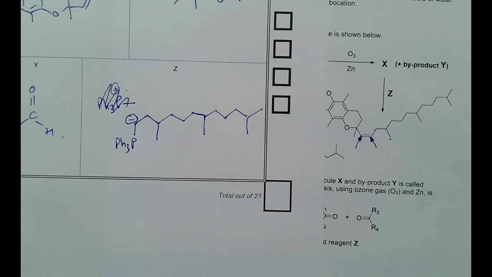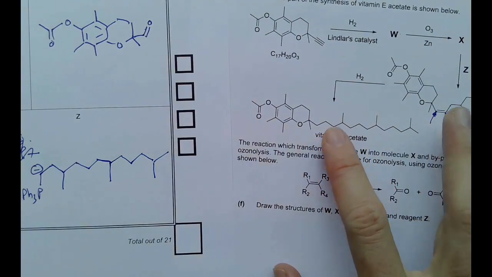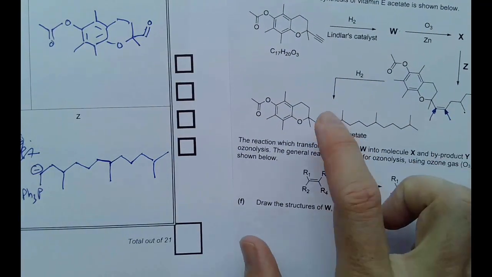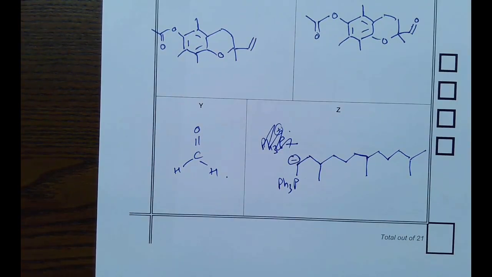Okay, again, it's a tricky one, but if you pause it, go back, do it again, you should be able to follow it all the way through, and then you don't have to worry that the final step is then the second reduction to get the alkane.